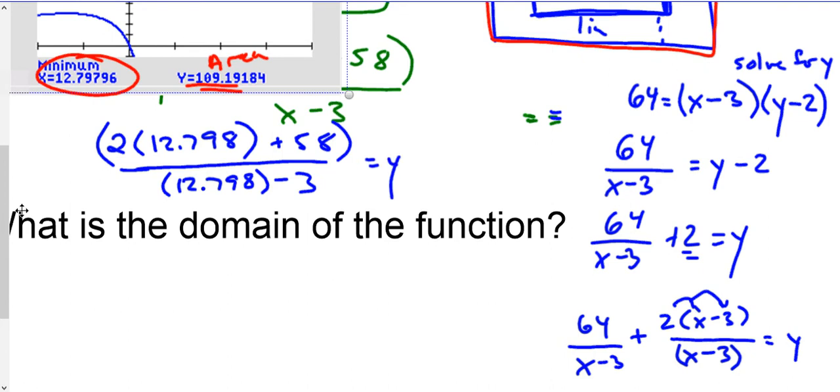With our calculator, we figure out what our dimension is. So that is our dimension. Our x value for our length or width, our y value is this, and that's how we can figure out our answer.